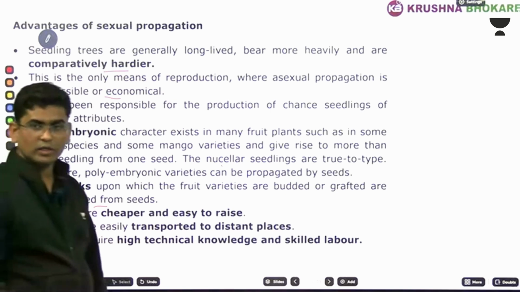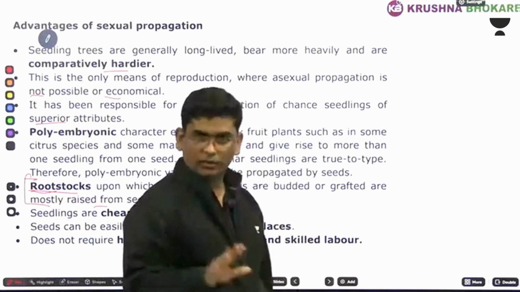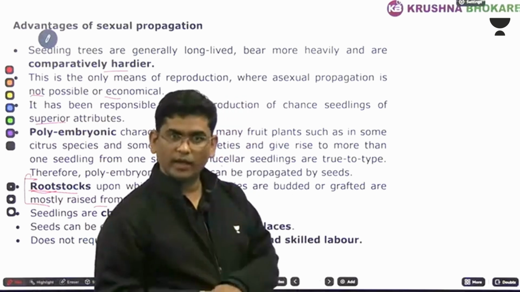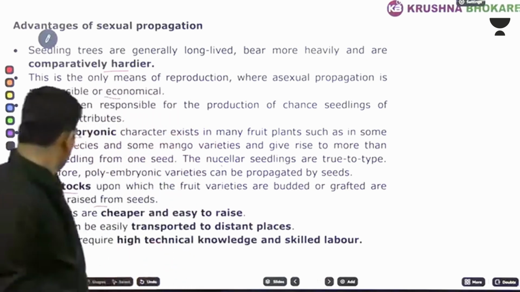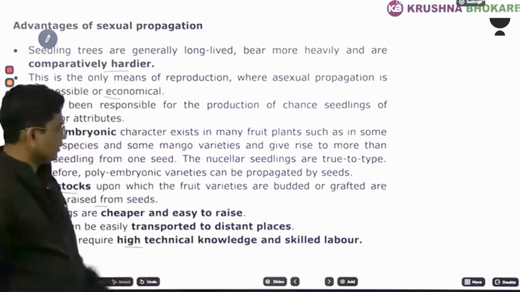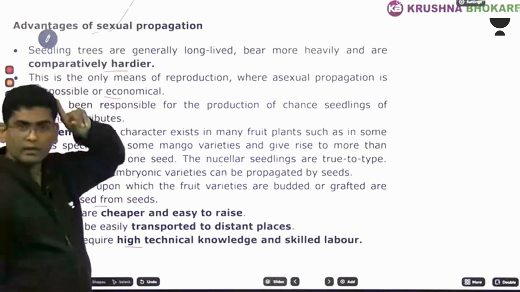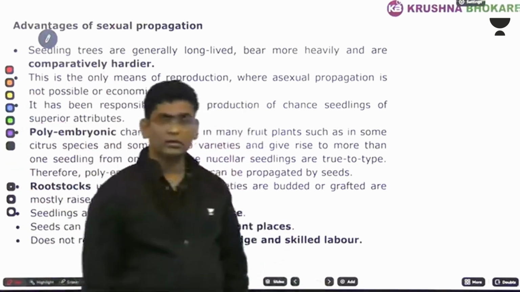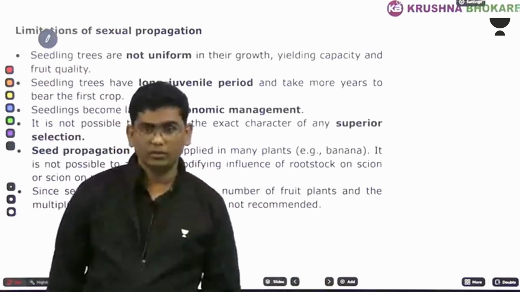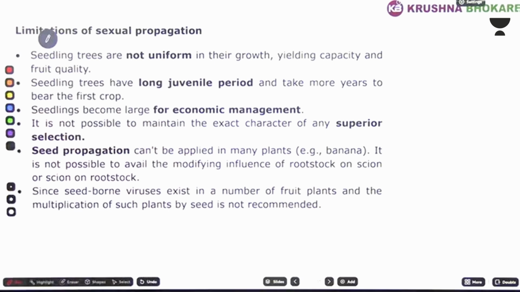It is very difficult to transport plants from one place to another place, one country to another country. Plant possible नहीं होता, but seed can be easily packaged and sent for the longer distance, you know. So you do not require high technical knowledge and skilled labor if you want to do sexual reproduction. But if you want to do grafting, budding, there should be a technical person who knows how to do it. Otherwise, there can be failures. So, what are the limitations of sexual propagation?